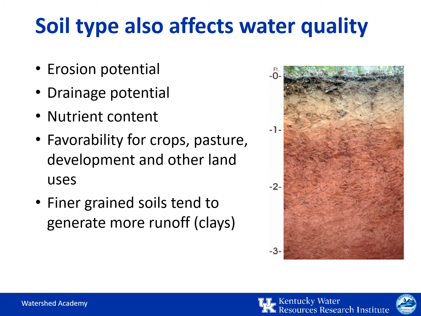Now that we've covered imperviousness, let's talk about soil. Soil types affect water quality by how easily they erode, what else they contribute when they do erode, such as phosphorus that may be adsorbed to soil particles, and what types of land use they best support. Additionally, fine-grained soils, such as silts and clays, can become more compacted, reducing the ease of water infiltration and generating greater runoff rates.